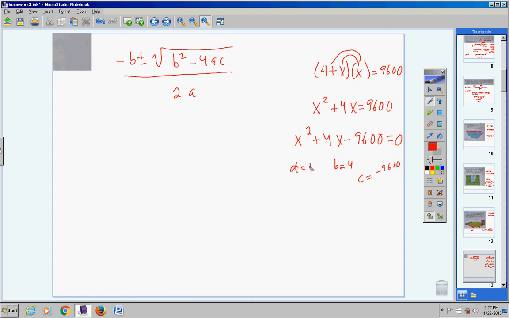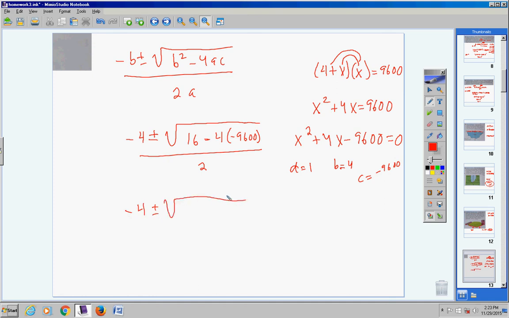So negative b is negative 4, plus or minus the square root of b squared, b is 4, so 16, then negative 4ac, so a, which is 1, times c, negative 9600, all over 2a, a is 1, so 2 times 1 is 2. Now, if you simplify under the radical, you're going to get 38,416.